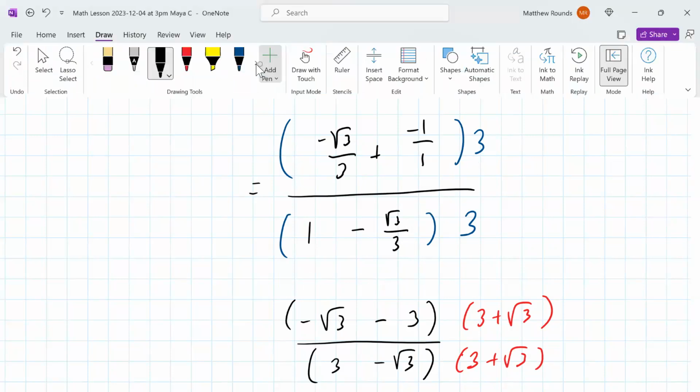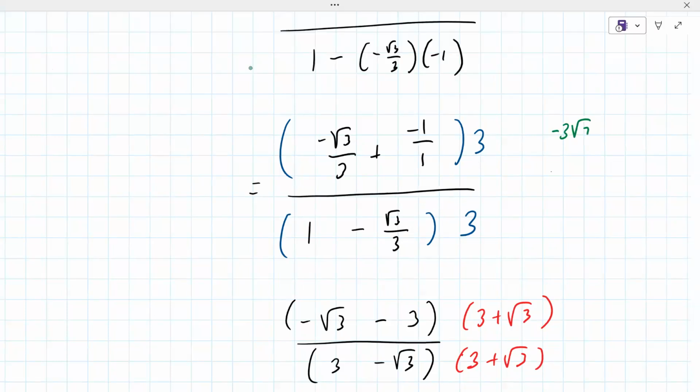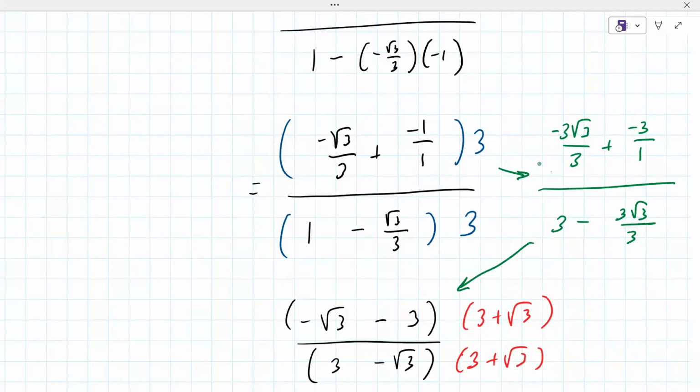Okay, I'll do it in green off to the side here. Minus 3 square root of 3 over 3 plus -3 over 1, all over 3 minus 3 square root of 3 over 3. So with the 3, you just threw it in front of the root? Yeah, it does not go inside the root. It can't, it's not allowed. So it's -3 square root of 3 over 3 plus -3 over 1, and that's all over.